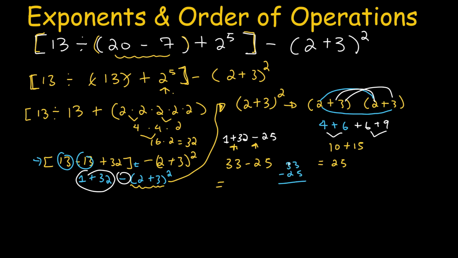And 33 minus 25, well, we can go ahead and set up the problem this way so we can solve it. Let's borrow from the 3, and that will be 13 minus 5. So we can count all the way from 5 to 13. So that's 5, 6, 7, 8, 9, 10, 11, 12, 13. That's 8 using your fingers. It's very easy. So that is 8. So this is our final answer, 8.